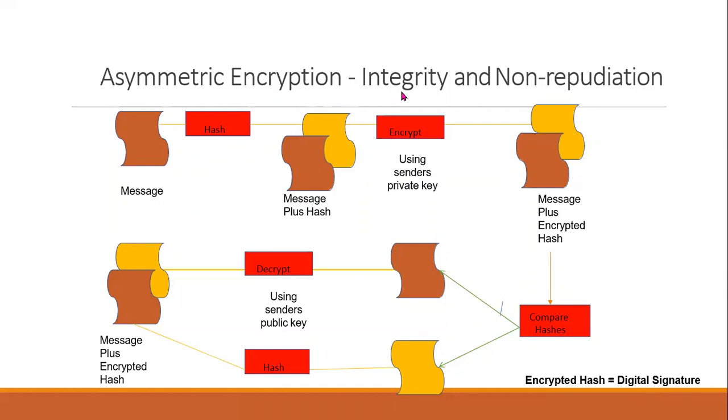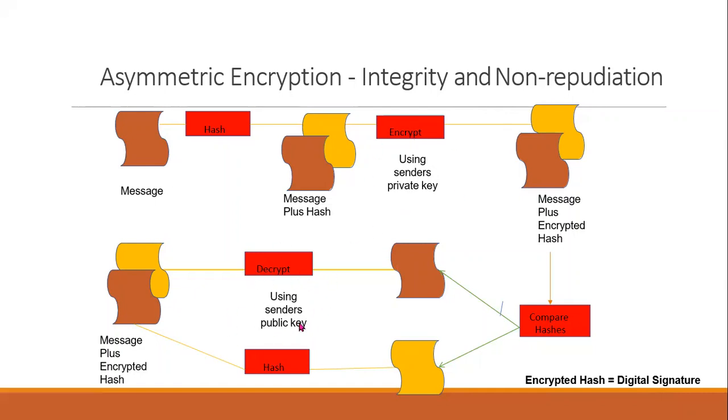So asymmetric encryption ensures integrity in so much as the system will alert the recipient if the hash is different to what is being expected. And so that means integrity is retained. And because this message had been encrypted using the sender's private key, they cannot now say, I did not send that message.